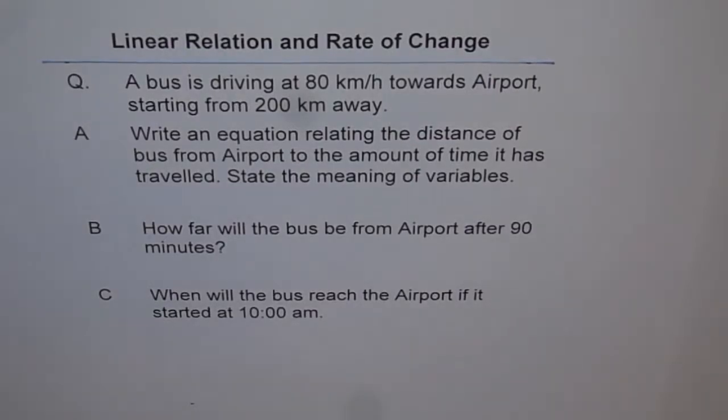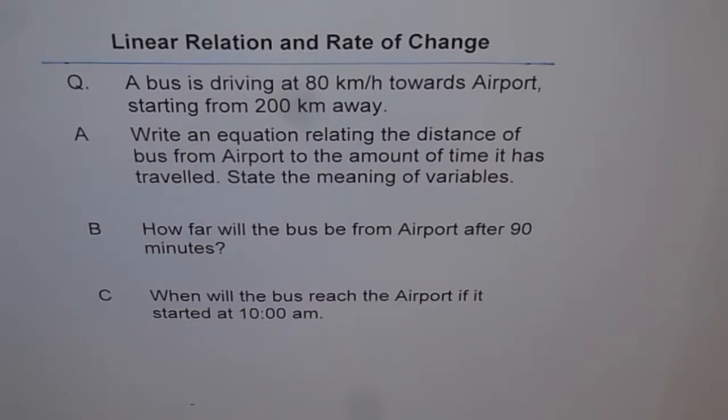Linear relation and rate of change. In these questions, we are trying to write a linear equation from a problem in which we have a constant rate of change, right? So when we say writing a linear equation, that means y equals mx plus b, where m, the slope, is the rate of change.